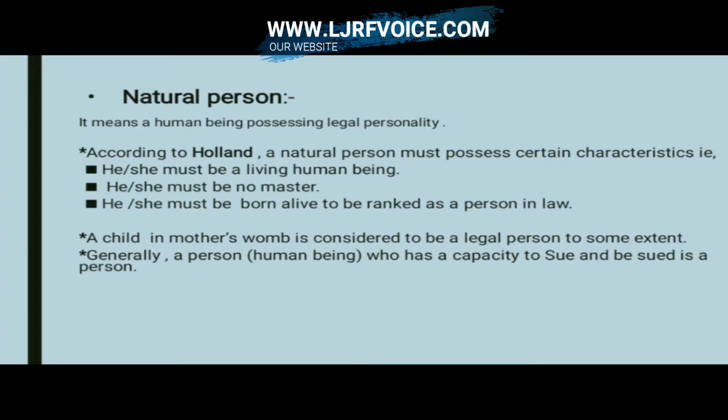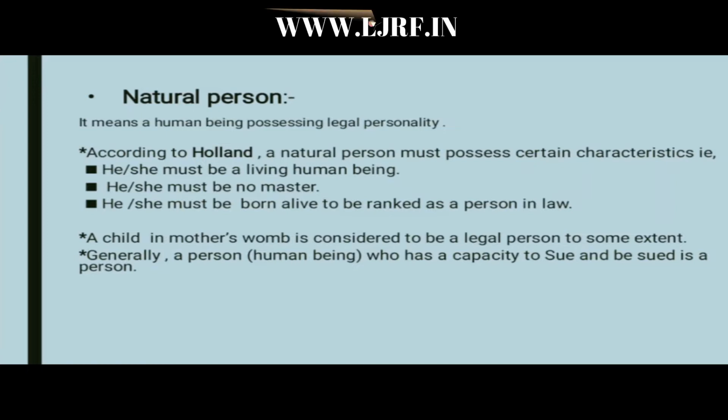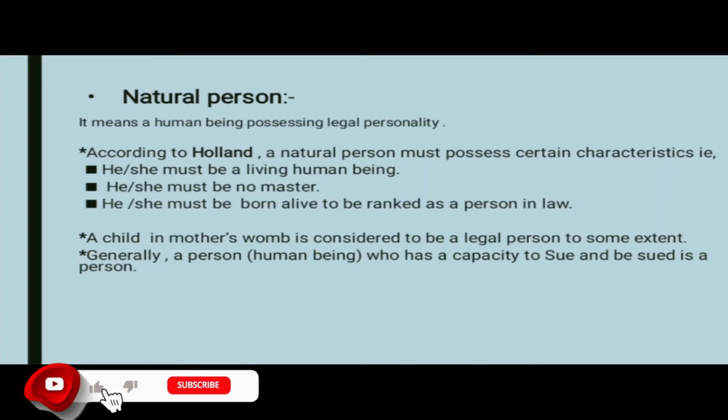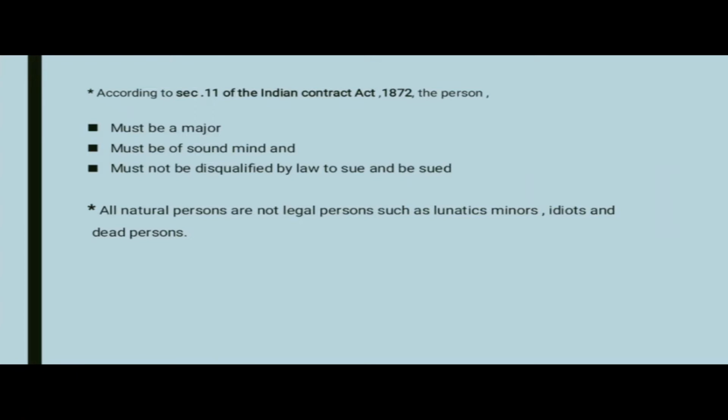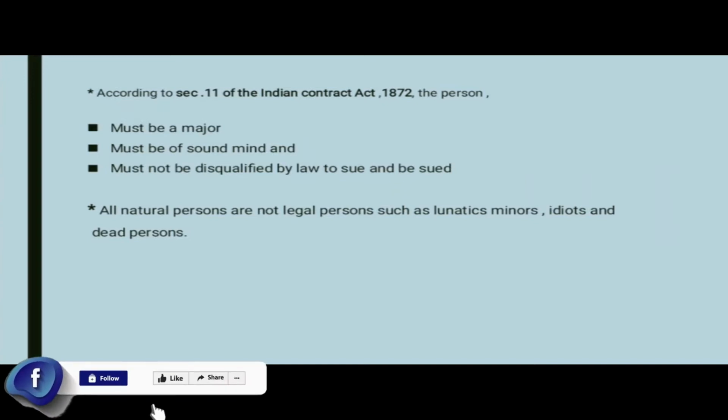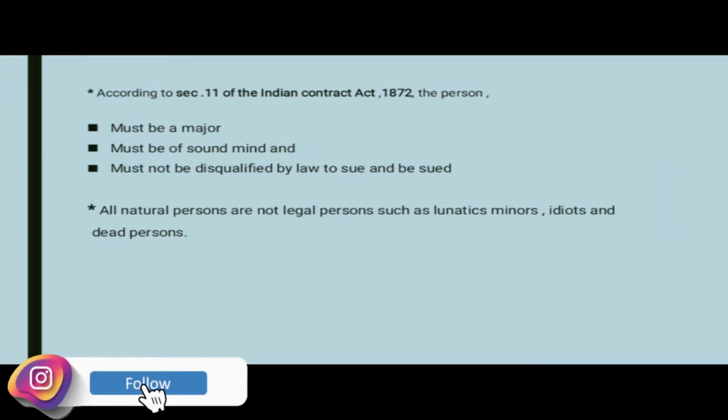As we said earlier, a person is generally a human being, and the desirable quality possessed by a human being is the capacity to sue and be sued. Coming to the Indian Contract Act, Section 11 also defines what a person is. A person must be a major, of sound mind, and must not be disqualified by law to sue or be sued.